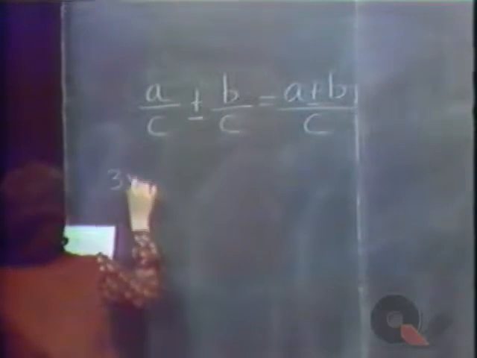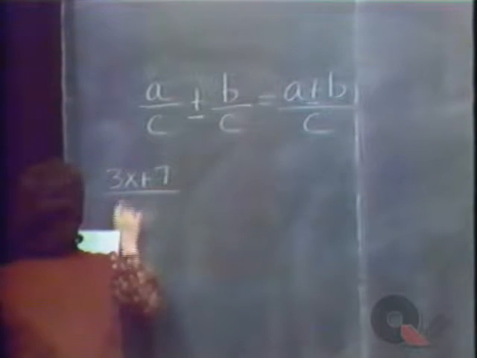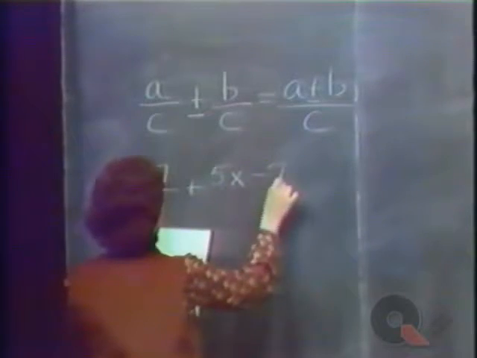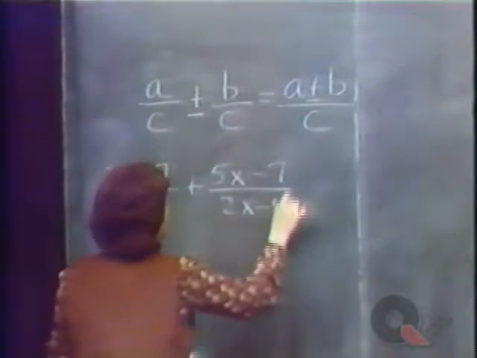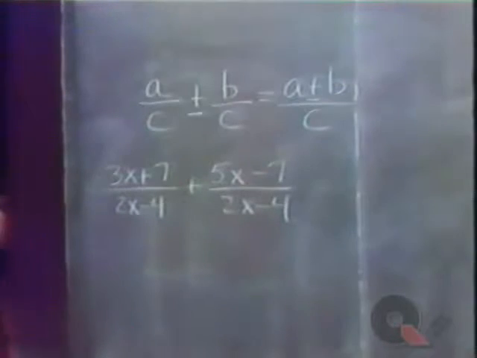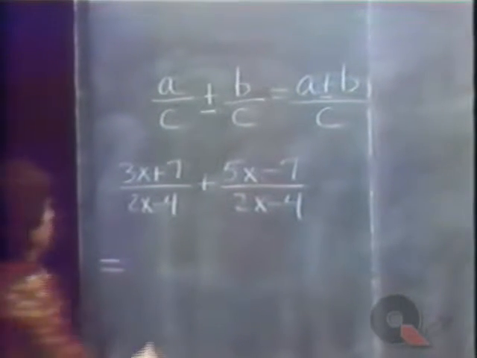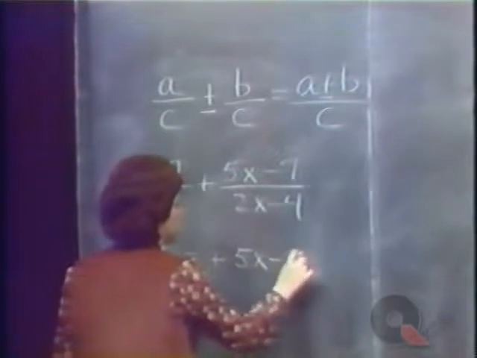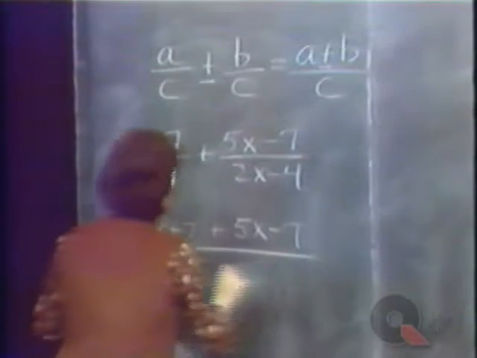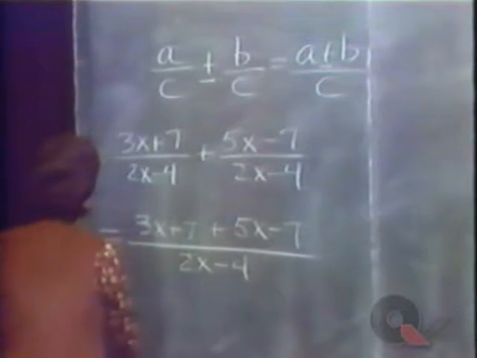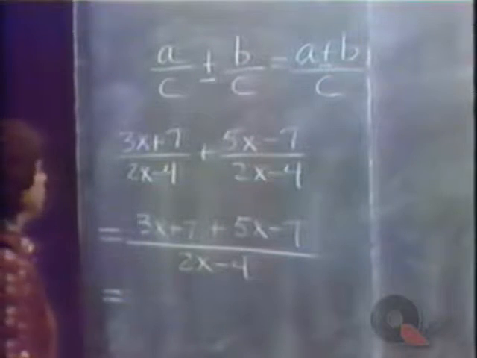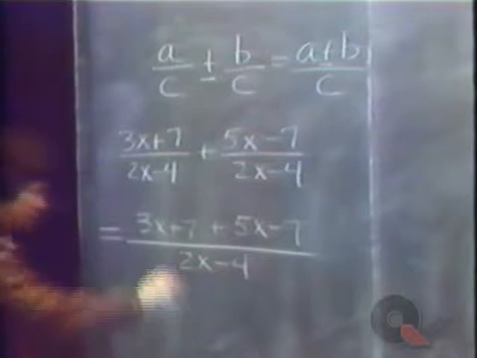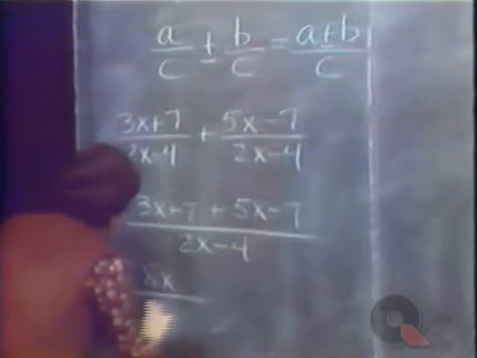Okay, 3x plus 7 over 2x minus 4 plus 5x minus 7 over 2x minus 4. Two fractions with the same denominator. So we're going to combine the numerators, 3x plus 7 plus 5x minus 7, all over 2x minus 4. Now, combining like terms in the numerator, we get 8x, 3x and 5x. The plus 7 and the minus 7 give you 0, over 2x minus 4.